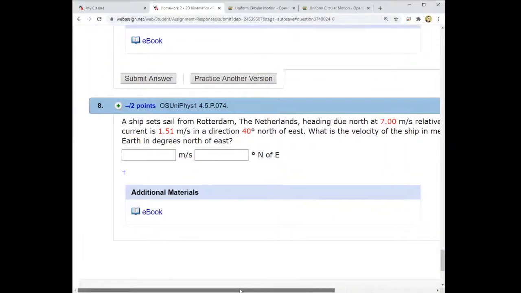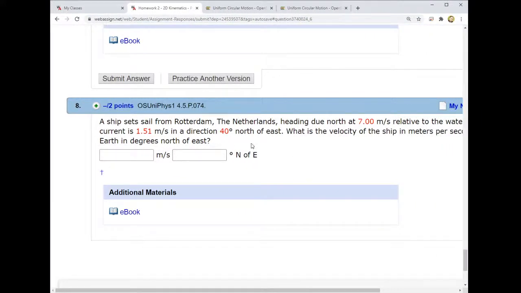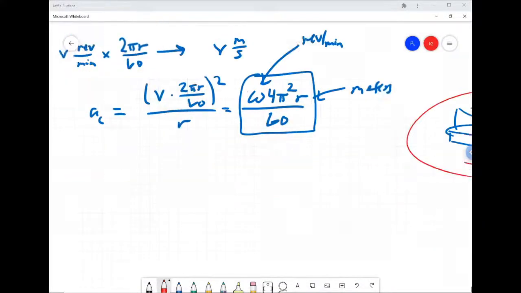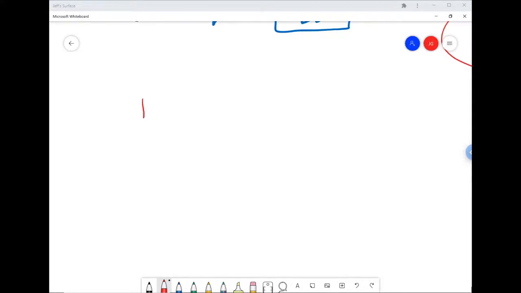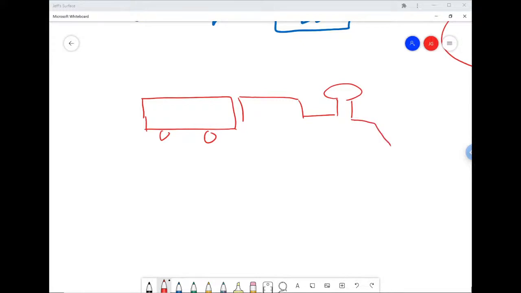There is one concept in the homework that we haven't talked about, but see what you do with it. It's the concept of relative velocities. Let's connect this with an everyday experience. Let's draw a picture. You are on a train. It's an old-fashioned steam engine, of course.